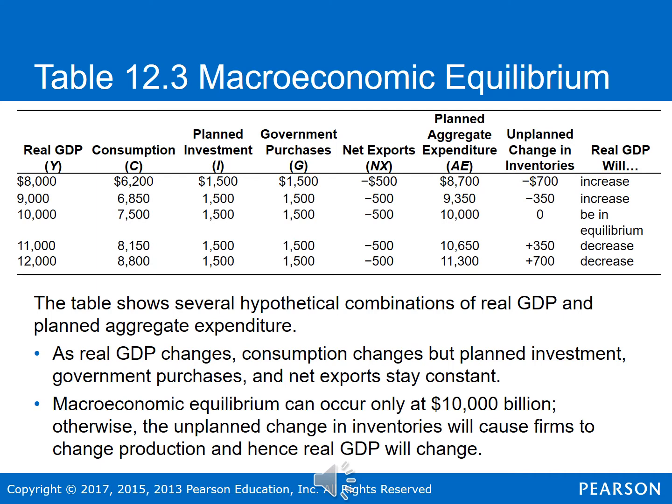inventories are going to fall by $700 billion. This unplanned decline in inventories is going to lead firms to increase their production. And this is going to increase GDP as these firms begin to produce more. GDP is going to continue to increase until we reach that $10,000 billion mark. At that point, we're in equilibrium and there are zero unplanned changes in inventories. So there's nothing encouraging firms to increase or decrease their production, and we're going to stay at this equilibrium level.